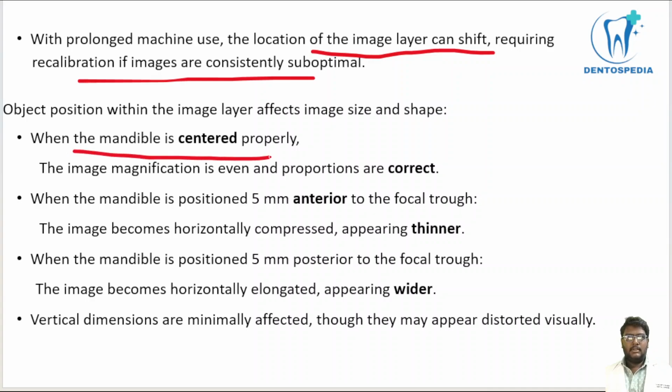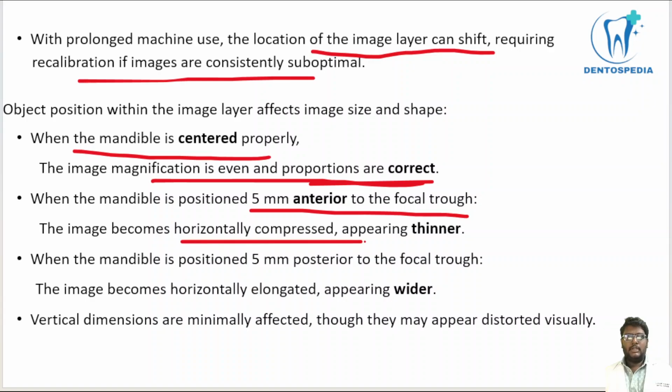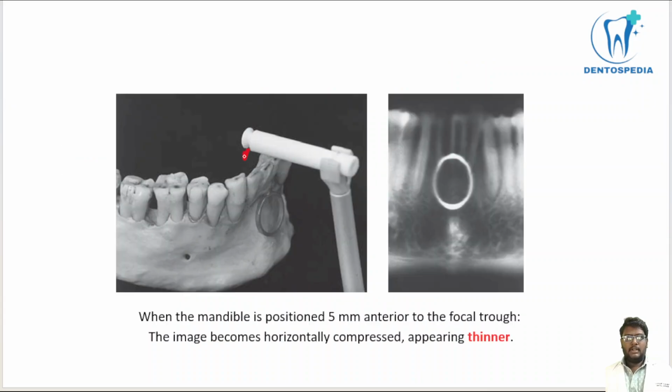When the mandible is centered properly, well within the image layer of the focal trough, the magnification is even and proportions are correct. So if you place a patient well within the focal trough, we will get an image that is evenly magnified and the proportions are also correct. If the mandible is positioned 5 mm anterior to the focal trough, the image becomes horizontally compressed, appearing thinner. Here you can see this is the initial position, right? So when the mandible is positioned anteriorly, you can see the radiographic image is thinner horizontally. Okay.